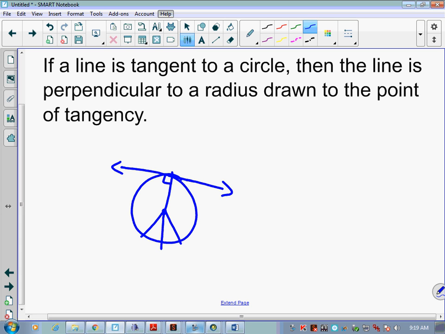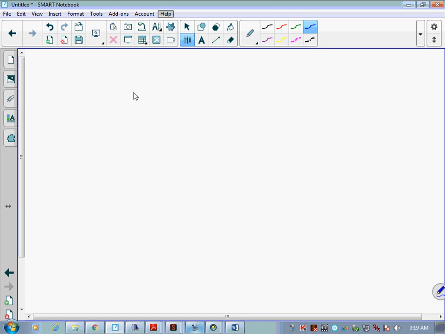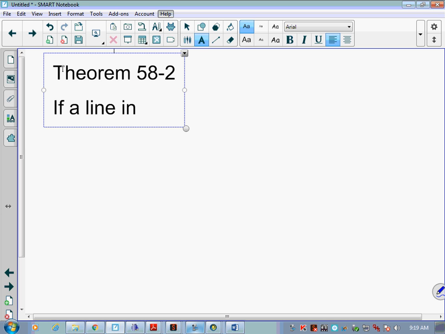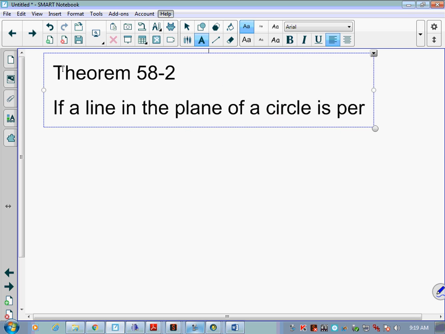And you see a nice picture there on page 381. They're showing you that EF is perpendicular to DG. All right, let's look at Theorem 58-2. Darian, do you want to pick somebody else? If a line in the plane of a circle is perpendicular to the radius at its endpoint on the circle, then the line is tangent to the circle.